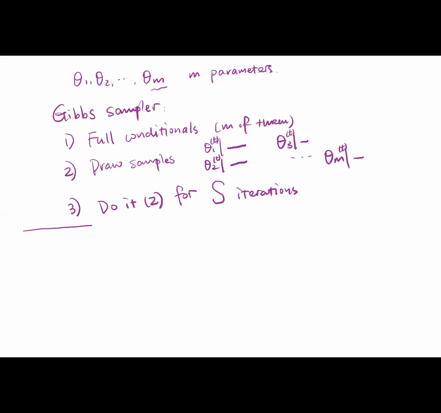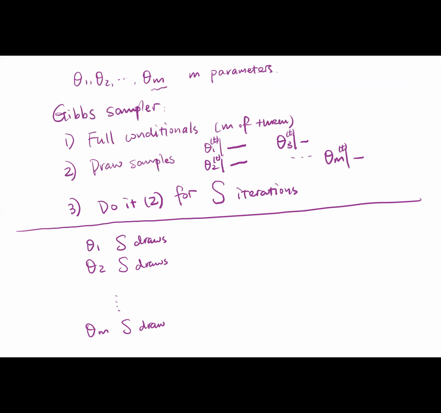Okay. So once you have done this, just to answer Katie's question one more time, what do you have? For theta 1, I have S draws. For theta 2, I also have S draws. For theta m, I have S draws as well. So the theory guarantees that we can make inference in this way, that we have S draws for everything from the Gibbs sampler.